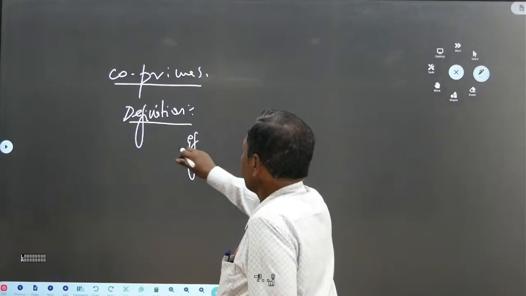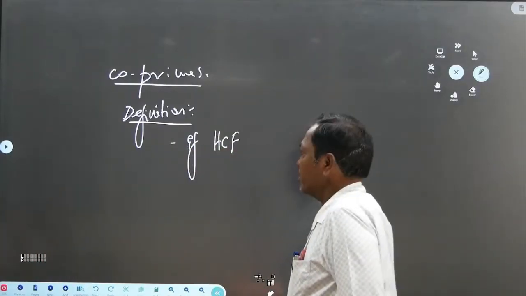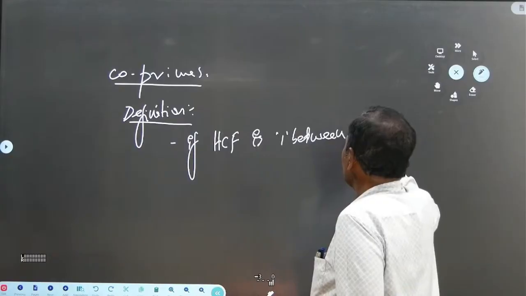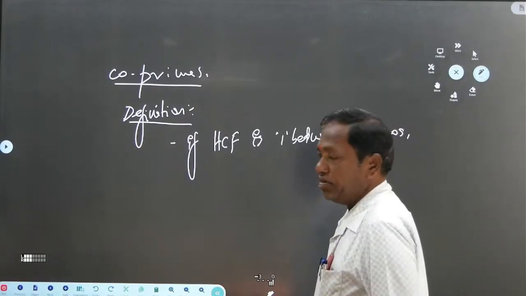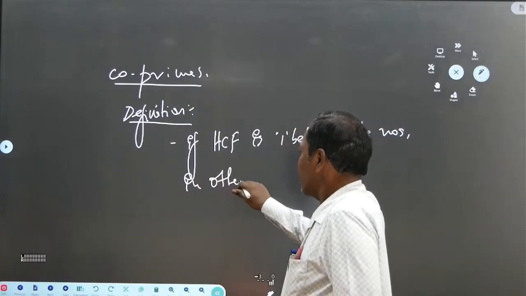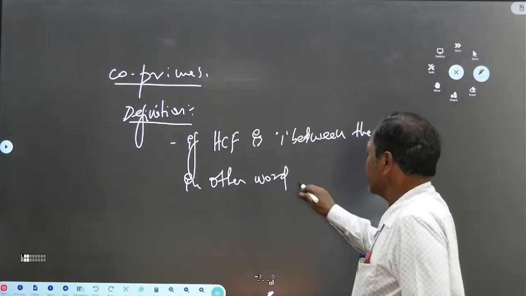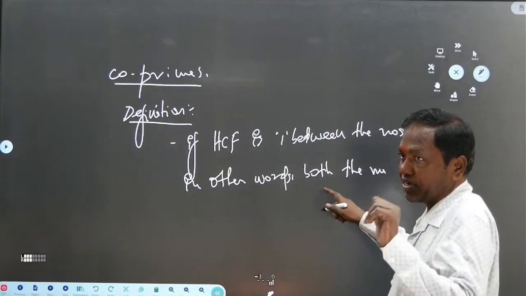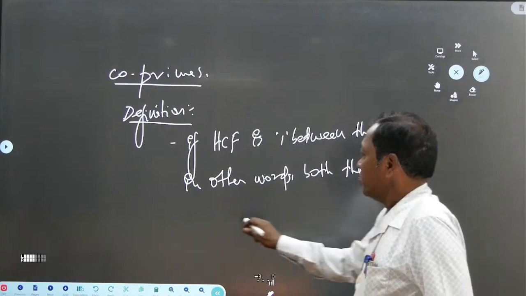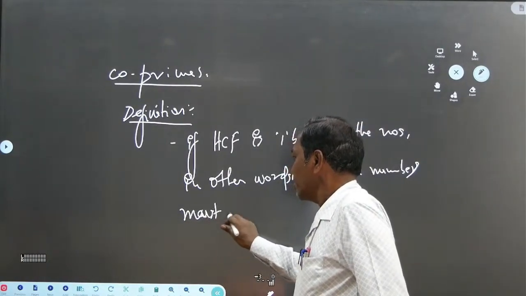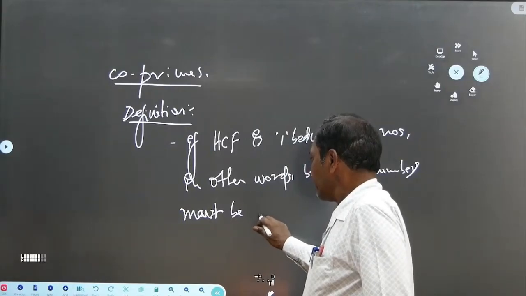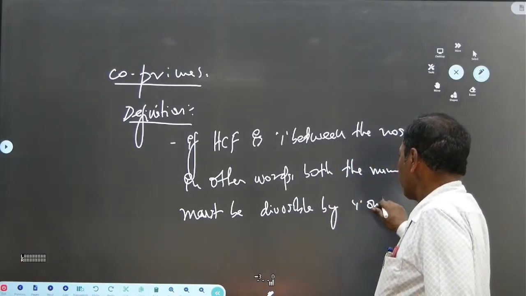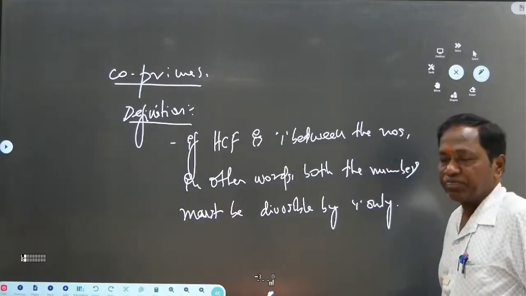If the HCF, that is the highest common factor, between the numbers is 1, in other words, in a simple way, both the numbers, both refers to 2 again, both the numbers must be divisible by 1 only. That's called co-prime numbers. You can write the definition, I will explain that.